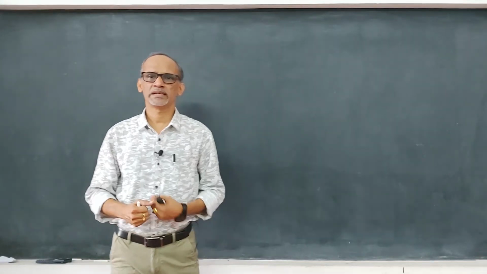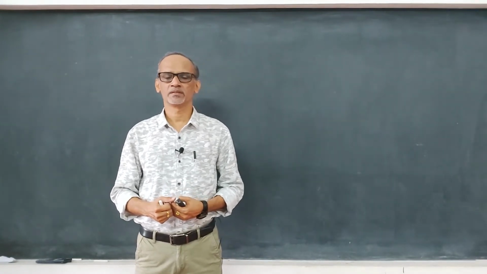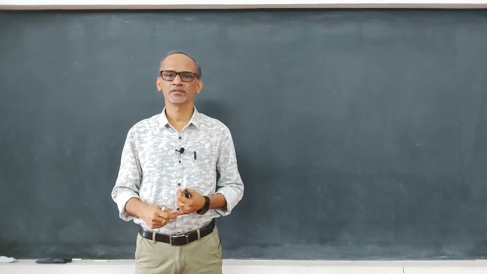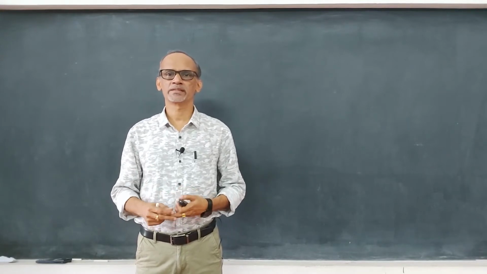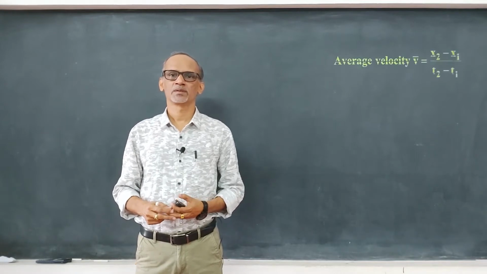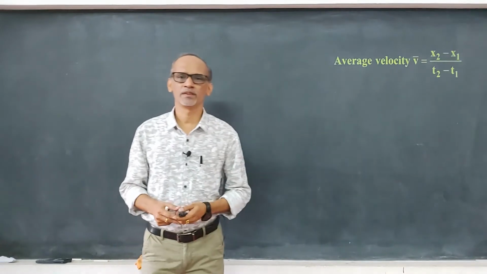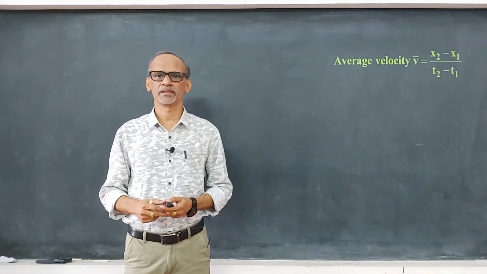Dear students, in the last class, we learned two important definitions. One is that of average velocity and average acceleration, and the other is instantaneous velocity and instantaneous acceleration. So, what are the formulas used for it? The first one is average velocity, which is the ratio of the total displacement to the total time taken.